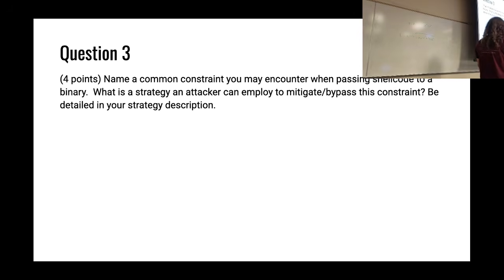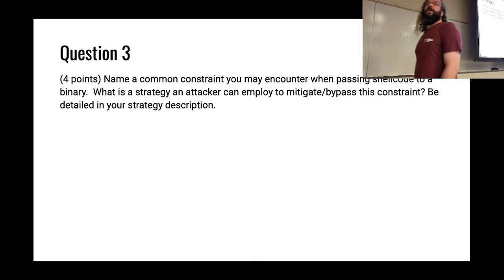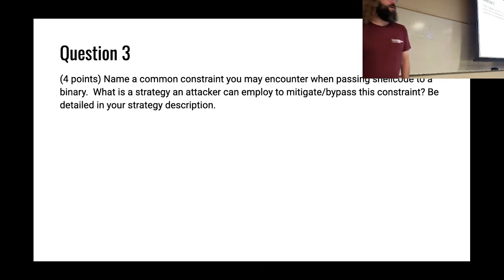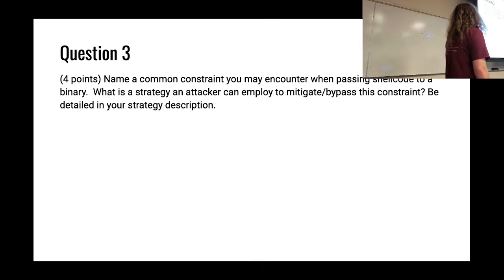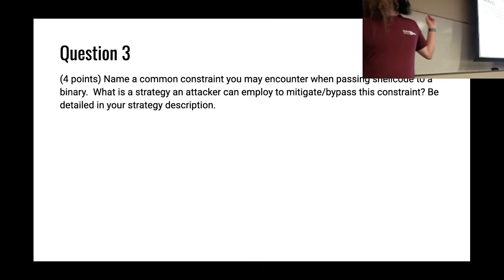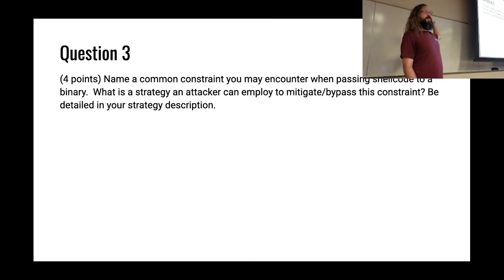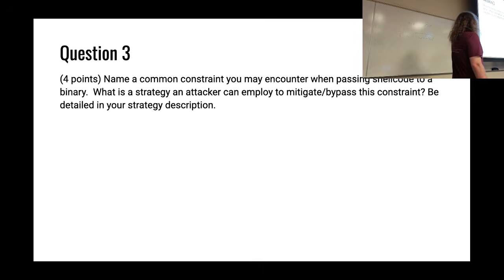Question 3. Name a common constraint you may encounter when passing shell code to a binary. What is a strategy an attacker can employ to mitigate or bypass this constraint? Be detailed in your strategy description. Now, a lot of our questions were open-ended. They're open-ended on purpose. I don't want this to be you write down the definition of something on your cheat sheet and you write the definition back to me. What we're looking for is conceptual understanding. Name a constraint. We actually had a number of questions about this question. Name any constraint. Anything you can think of.